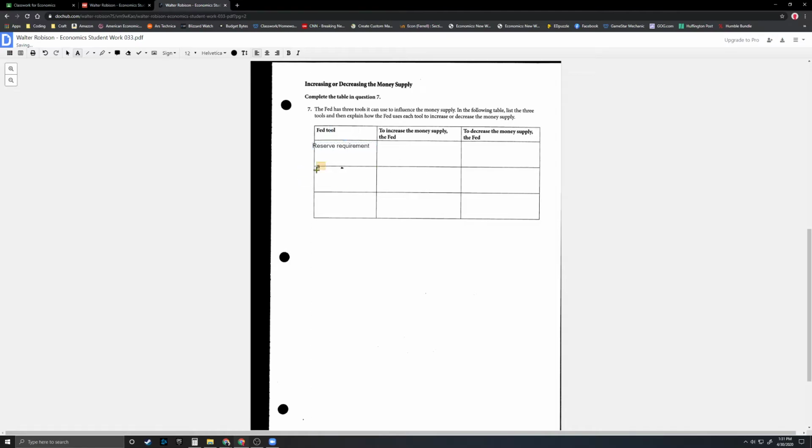The second one is the open market operations. And then the last one is the discount rate. All right, so if they want to increase the money supply, what can they do to the reserve requirements? Well, obviously, this is the amount of money that you have to keep, so they can just lower it.